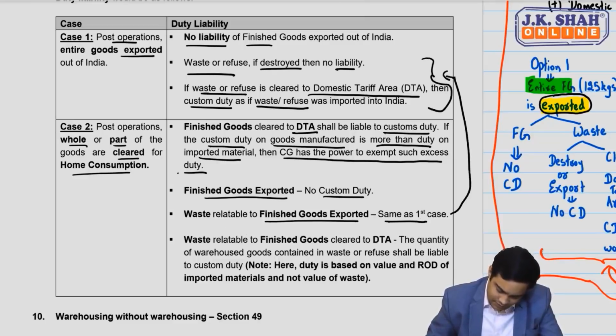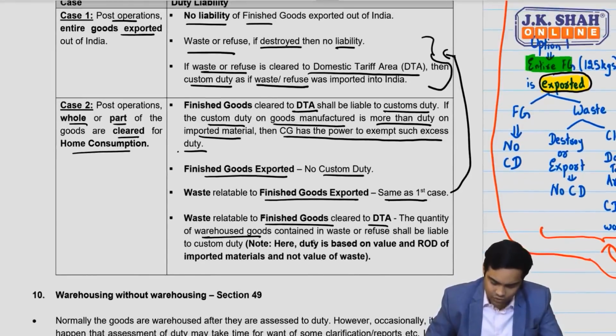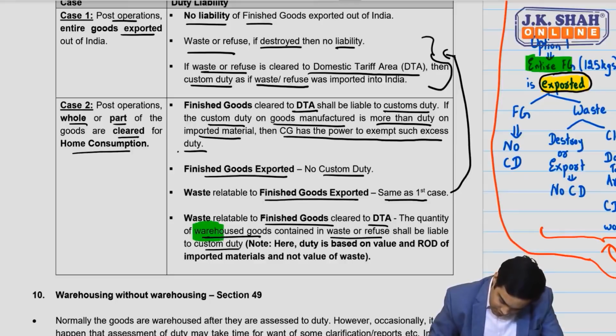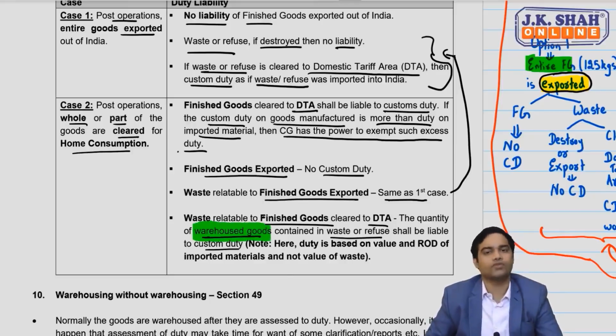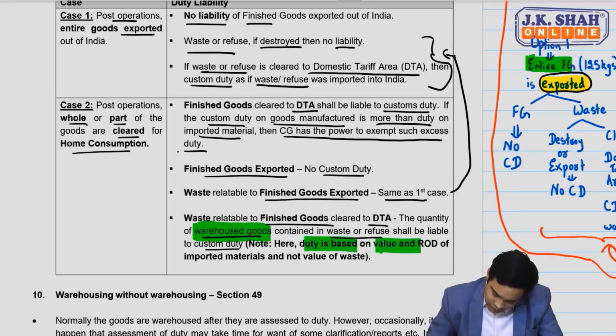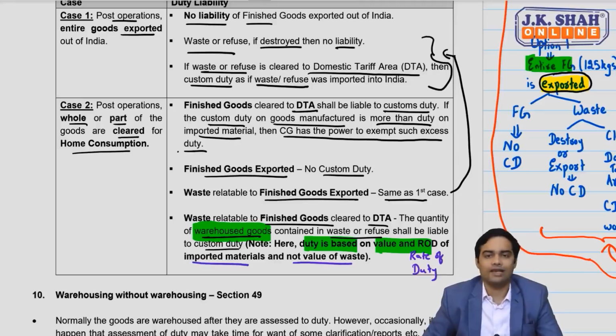And waste relatable to finished goods cleared to DTA. The quantity of warehoused goods contained in waste shall be liable to custom duty. Circle the word warehoused goods. This is the imported product. Contained in waste or refuse will be liable. Here duty is based on value and ROD. What is ROD, people? Rate of duty of the imported material and not value of waste. It will be based on imported material. Okay.